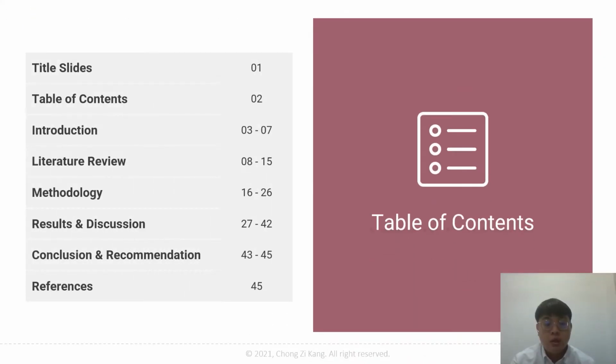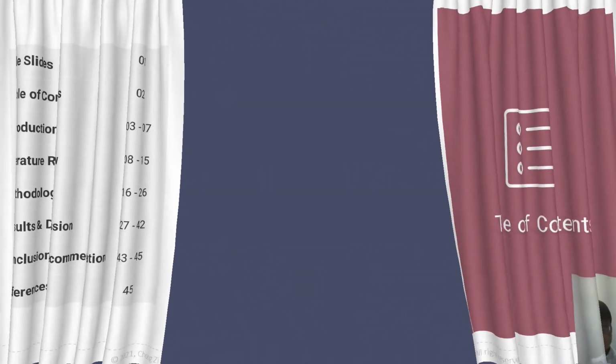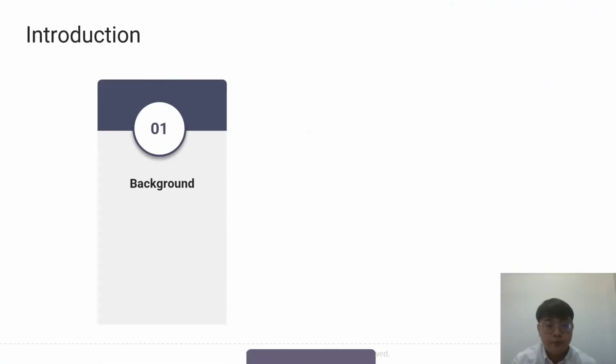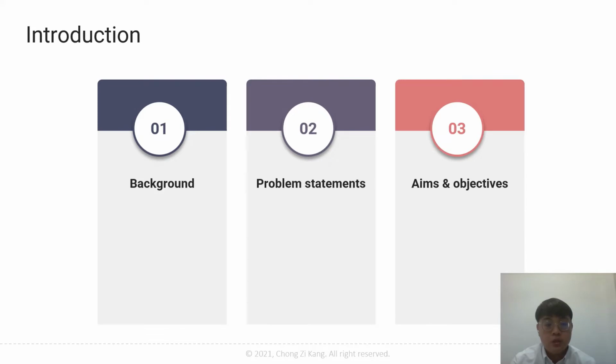This slide shows the table of contents for my presentation today. The introduction is divided into three parts, which are background, problem statement, and aims and objectives.